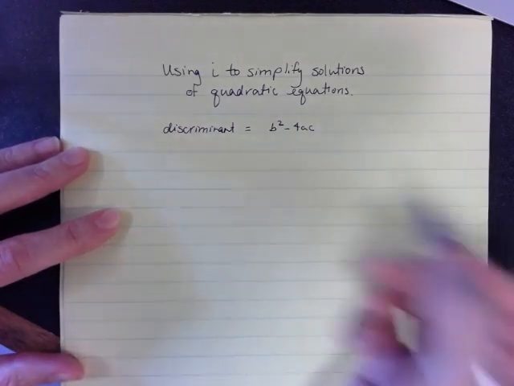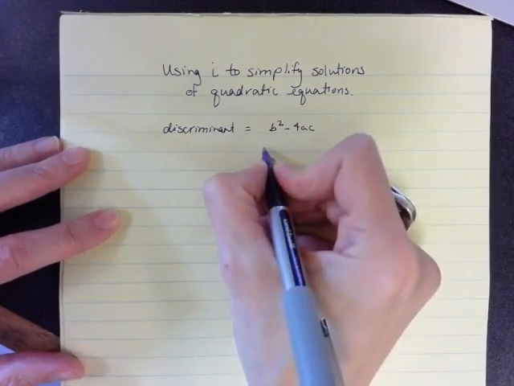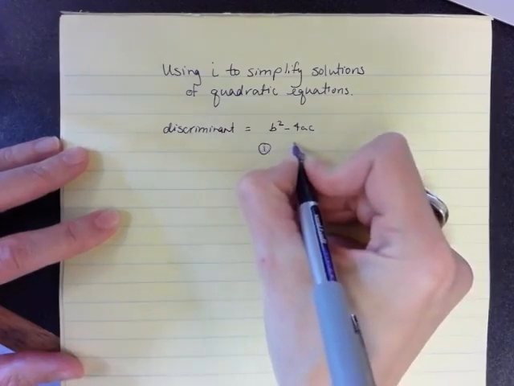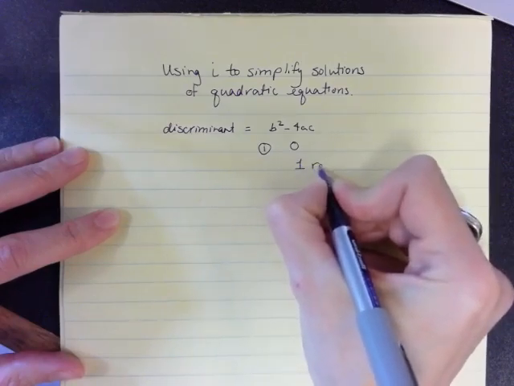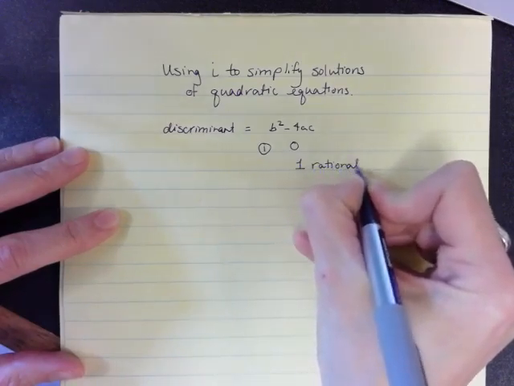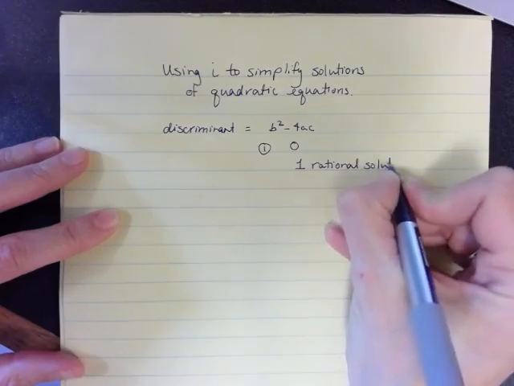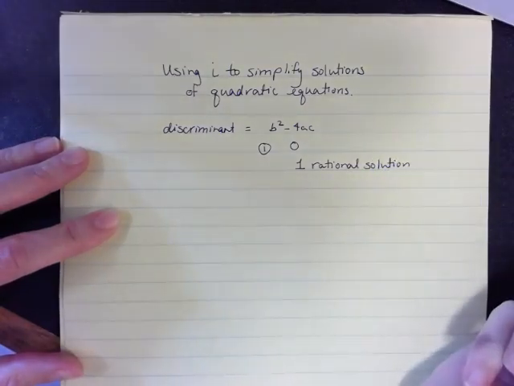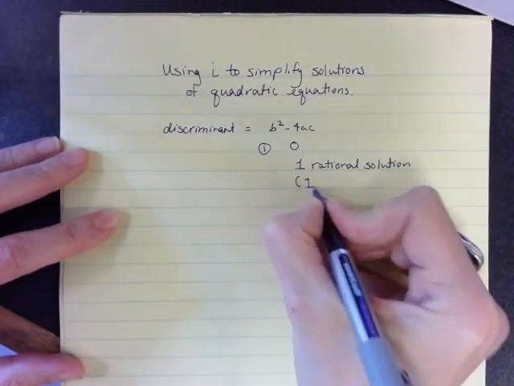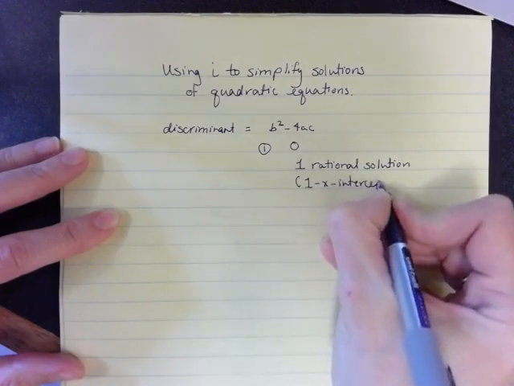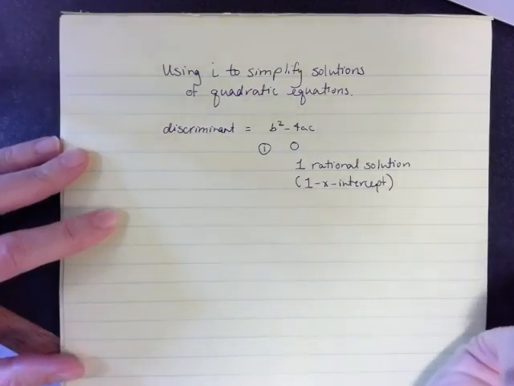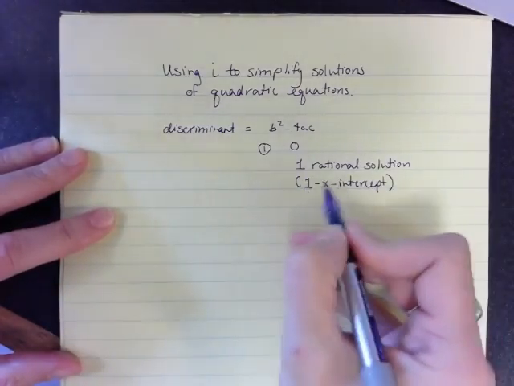So let's be reminded that if this is 0, then we get one rational solution. Okay? And that means there's going to be one x-intercept if we were to graph it. We're not always going to graph things, so it looks like that.